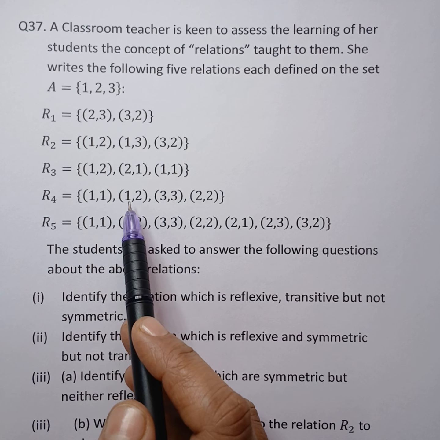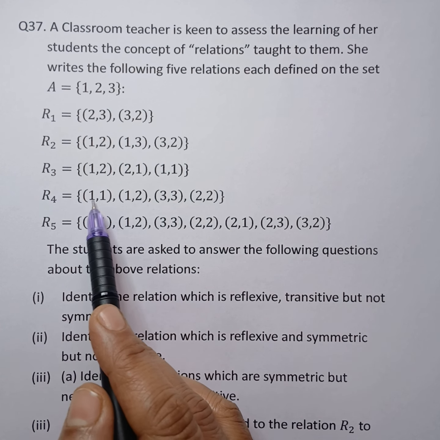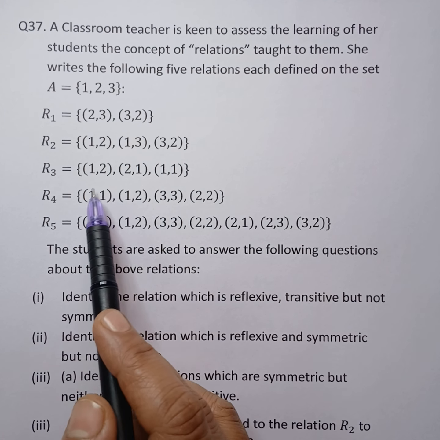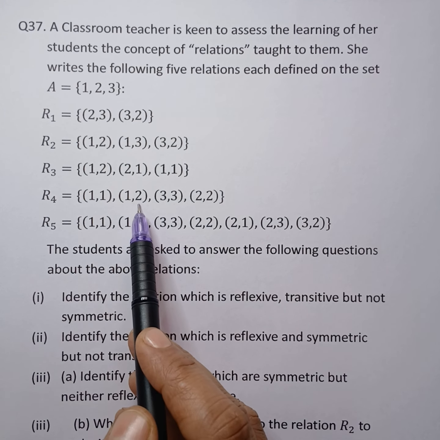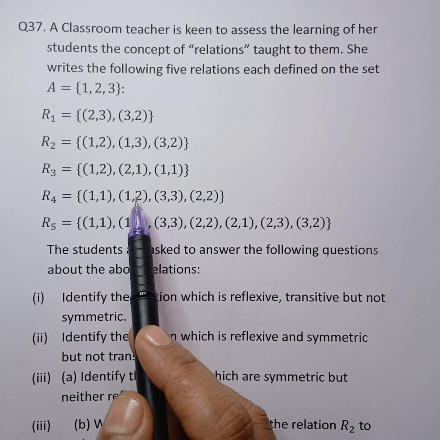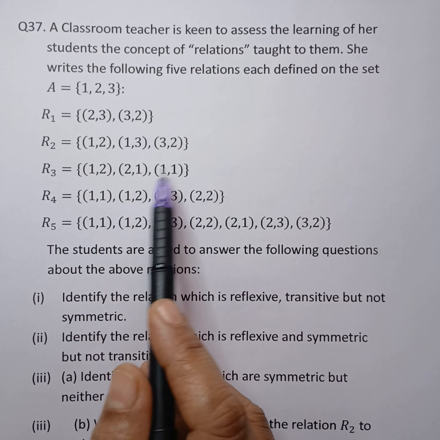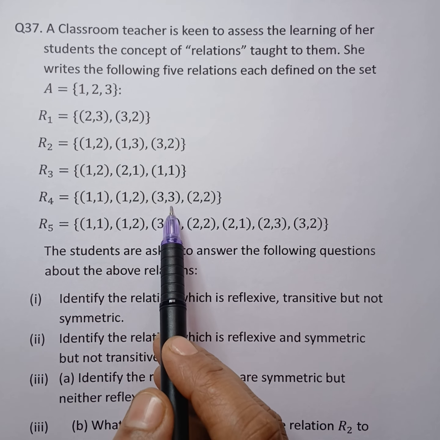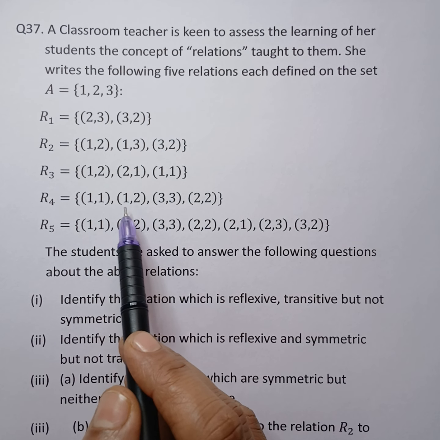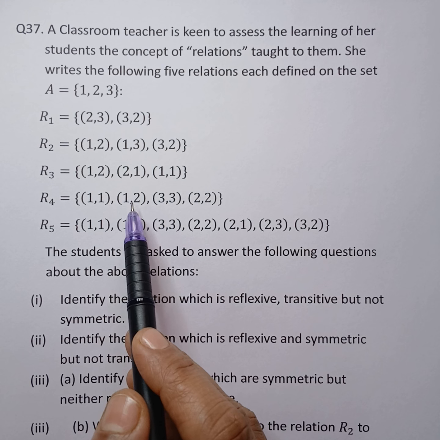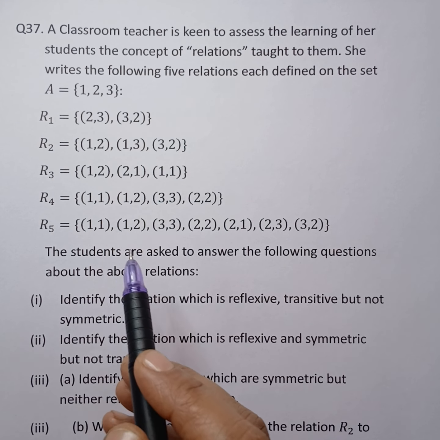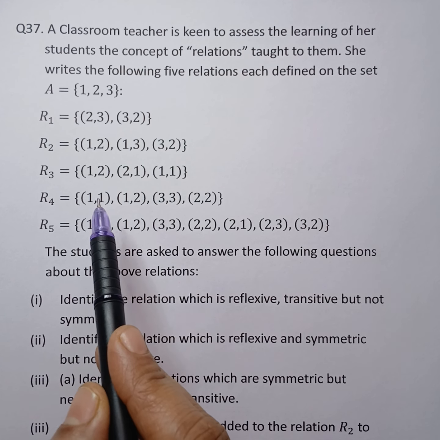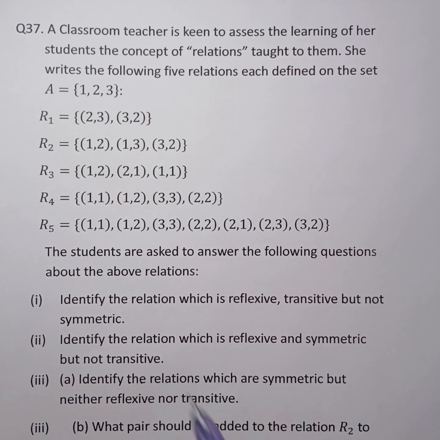So I will check whether it is transitive. Here I have (1,1), (1,2). So (1,1) will vanish. So (1,2) is belonging to R because (1,2) is there. Now for (2,2) I will check. 2 and 2 will go, (1,2) belonging to R. So it is transitive as well. So only it is not symmetric because (1,2) is there but (2,1) is not there. So this relation is reflexive, transitive but not symmetric.